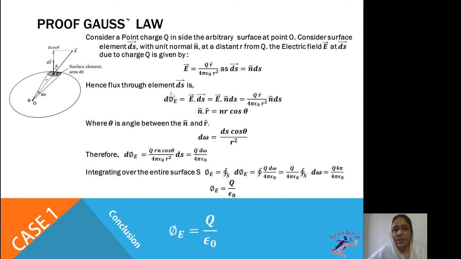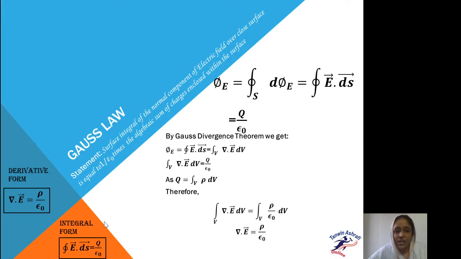And flux is nothing but the integration over a closed surface of E · dA. So we conclude that the integral over a closed surface of E · dA is q/ε₀, the integral form of Gauss's law.